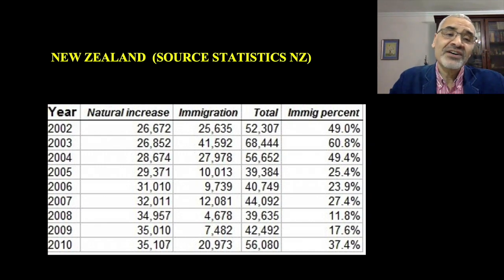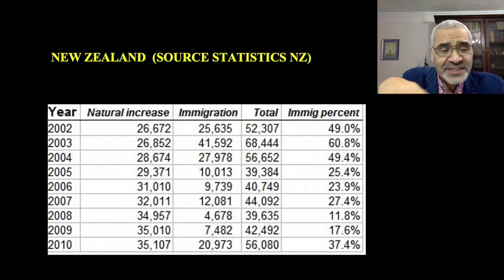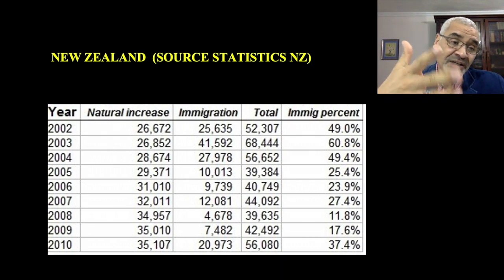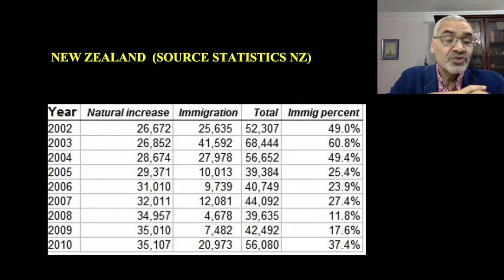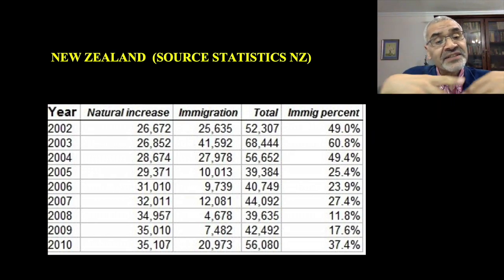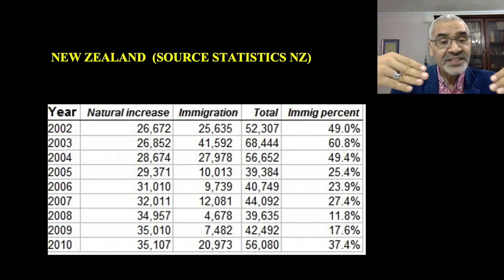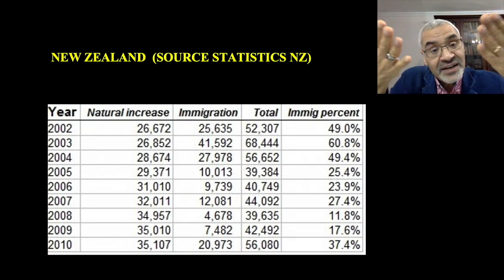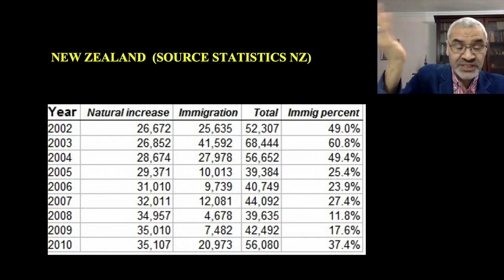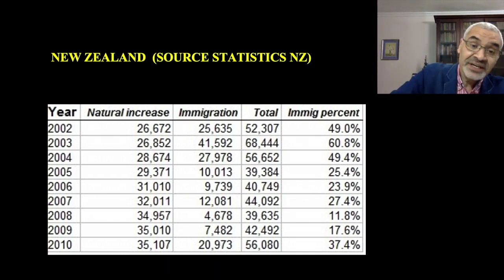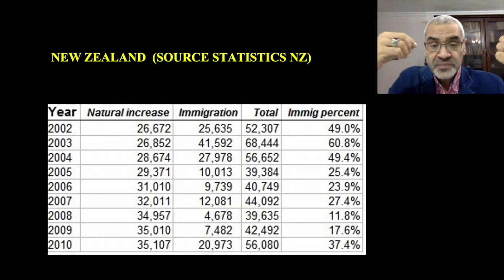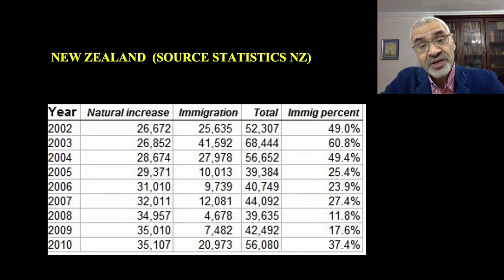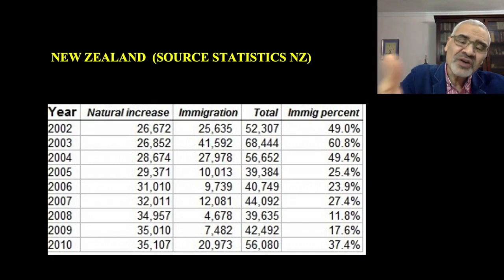Let's take a country like New Zealand, and the source of this data is Statistics New Zealand. The first panel represents the years from 2000 to 2010, and the second column shows natural increase, that's the difference between births and deaths, and then the third column shows the migration to the country, because this is a receiving country, so the focus is always on migrants who are coming to the country. And then the total increase of the population due to natural increase plus migration, and the percent of migration as part of the total increase.